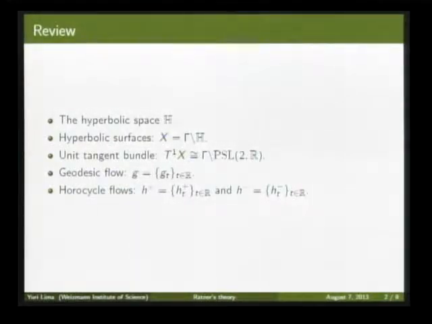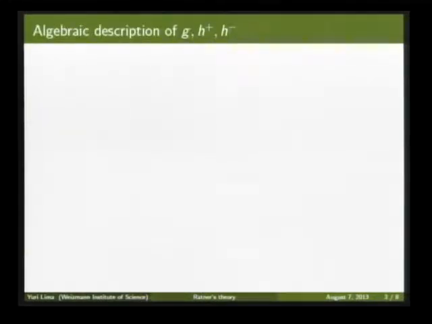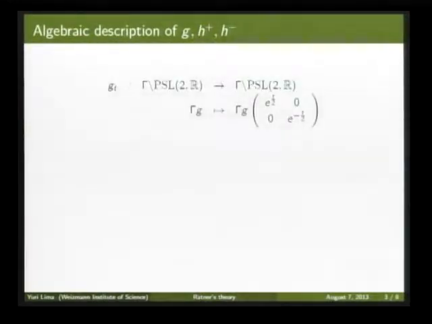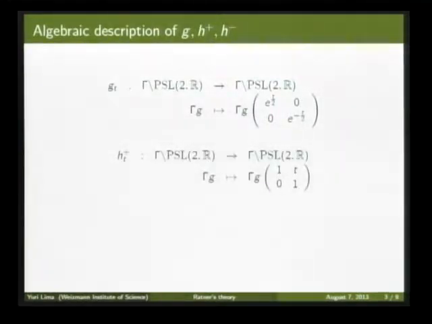So as I said, once we have that description of the unit tangent bundle as a quotient of groups, then we want to know the algebraic description of these 3 flows. And we saw that they are represented by multiplication on the right by some special matrices. The geodesic flow is the multiplication on the right by that hyperbolic matrix, e to the t over 2, 0, 0, e to the minus t over 2. The stable horocycle flow is the multiplication on the right by that unipotent matrix, which is 1, t, 0, 1. And the unstable is the multiplication on the right by, again, a unipotent matrix, which is 1, 0, t, 1.